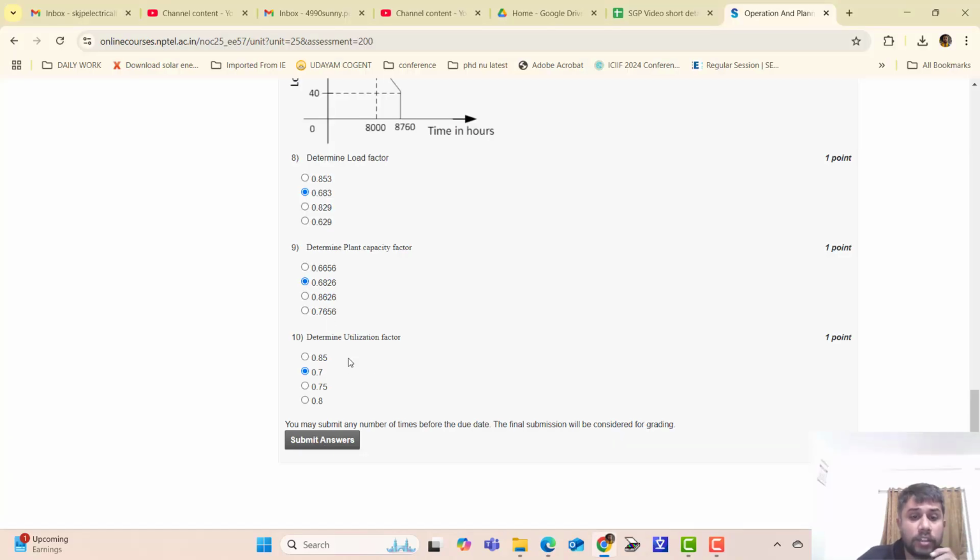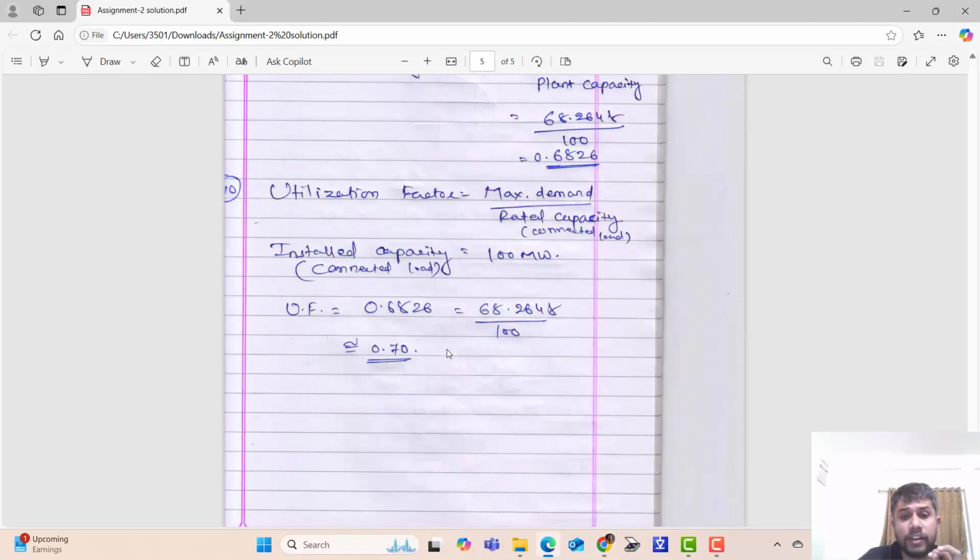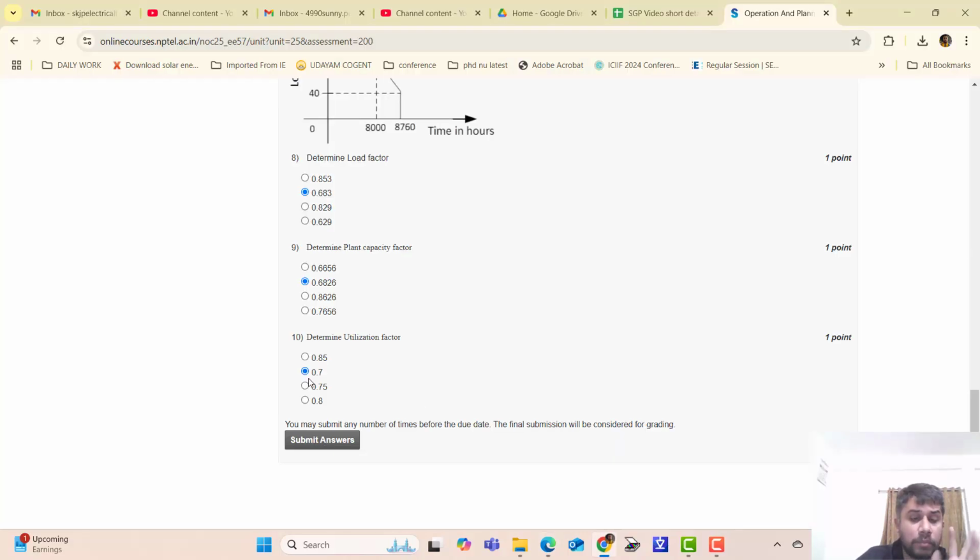Now, third is to determine the utilization factor. The utilization factor is calculated as maximum demand upon rated capacity. The maximum demand is 100 and the installed capacity is 100, so 68.2648 divided by 100 is equal to 0.6826, and if we round this off, it is nearly 0.7. So I have taken B as the right answer or option.